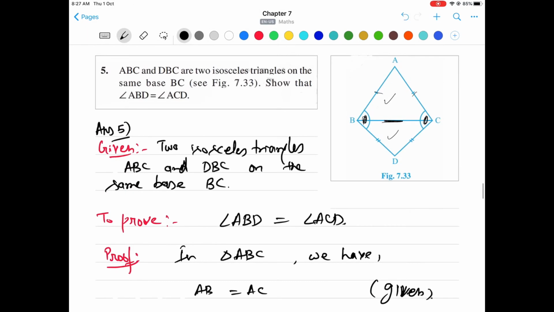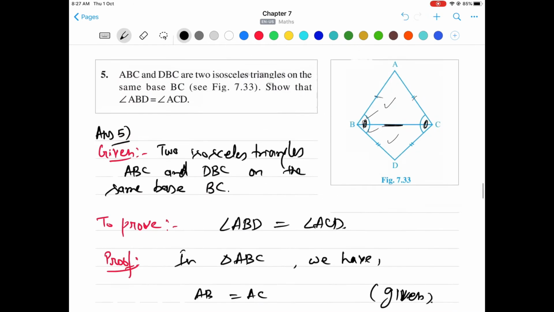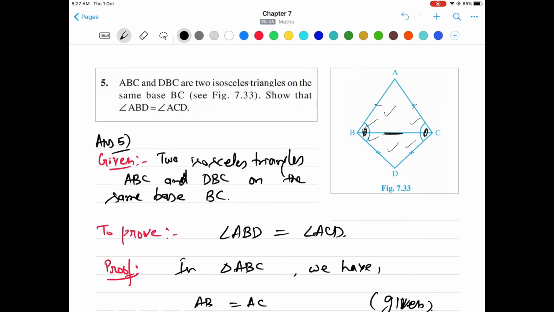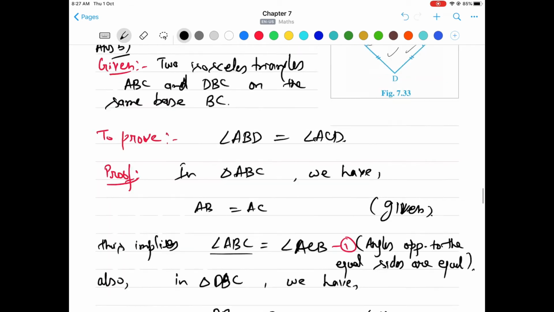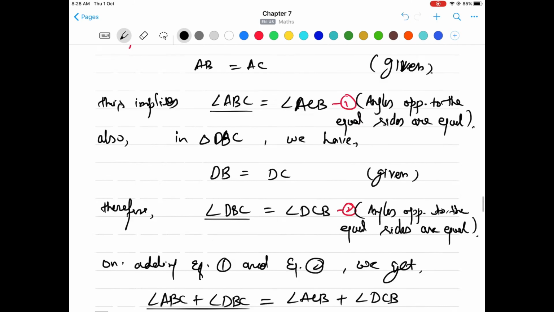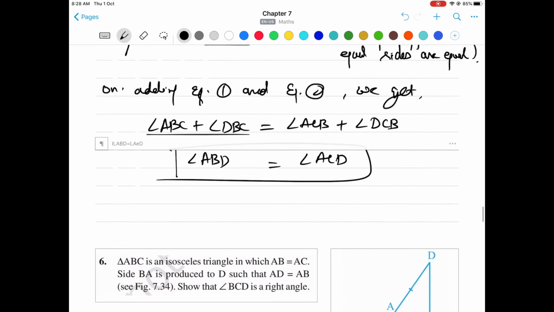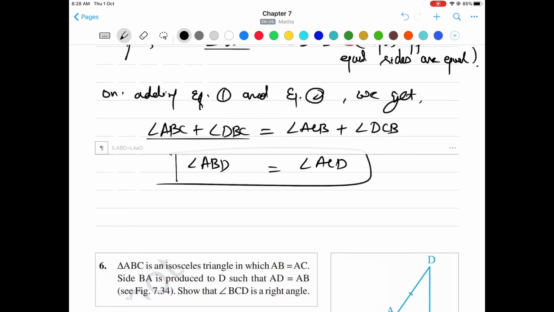When you add these two angles, this ABC is this one and DBC is this one. When you add that, you will get angle ABD. Similarly, this ACB and DCB will result into angle ACD. And that's what we are asked to prove in question number 5, that ABD is equal to ACD. We have proved that here ABD is equal to ACD.